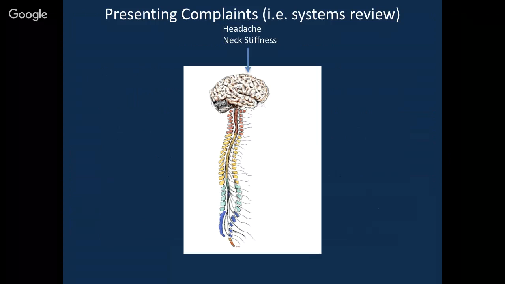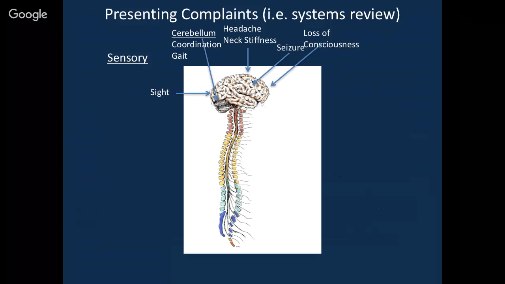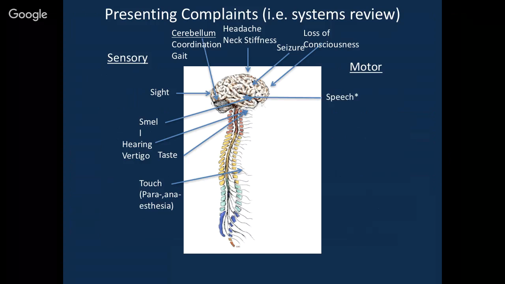But in neurology, the systems review ends up with headache, neck stiffness, seizures, loss of consciousness, coordination and gait, all of your senses: sight, smell, hearing, taste, touch, and then everything motor with speech, weakness, gait, and then even autonomic symptoms like bowel, bladder, and if you feel dizzy when you stand up. That's a lot of things to remember. I do kind of group them into sensory, motor, random things to do with your head, and autonomic. But it's too difficult to remember all of these things.